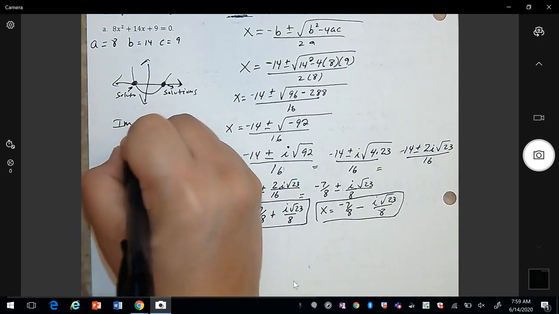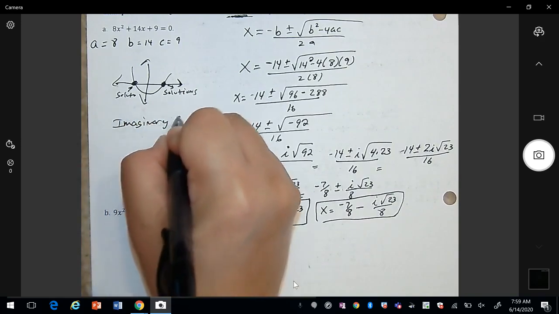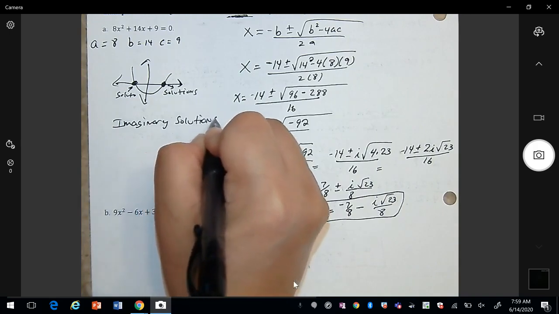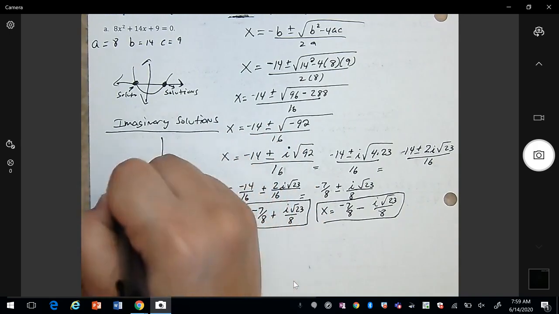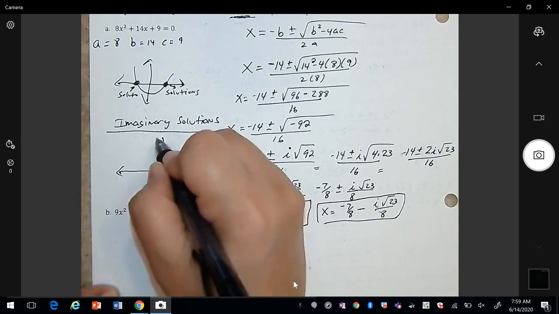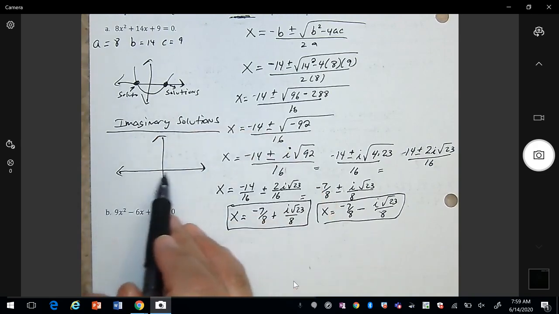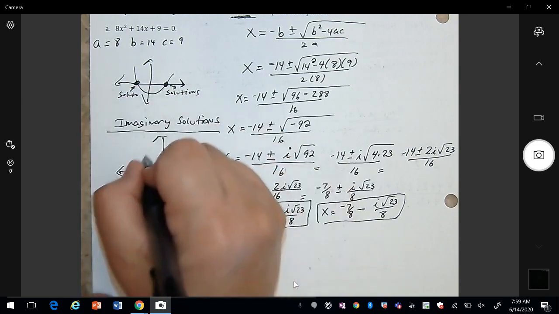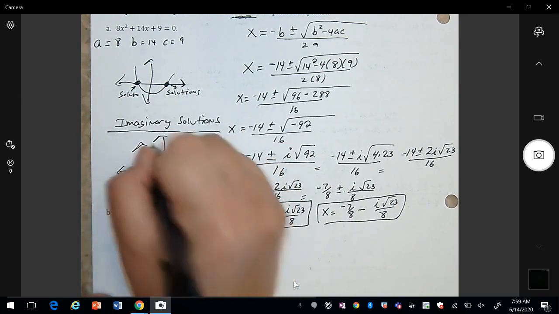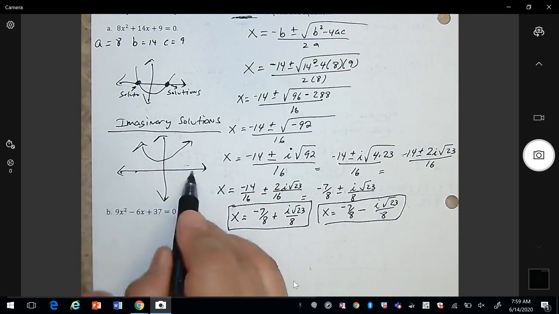So whenever you have imaginary solutions, that tells us something about the graph. And what it tells us is that the graph will never intersect the x-axis. So this graph might be somewhere up here, but it's never going to touch this x-axis.